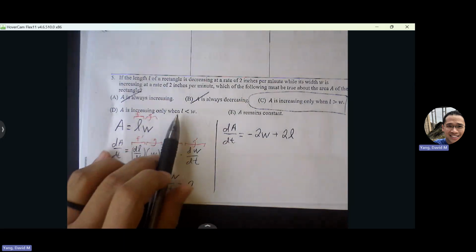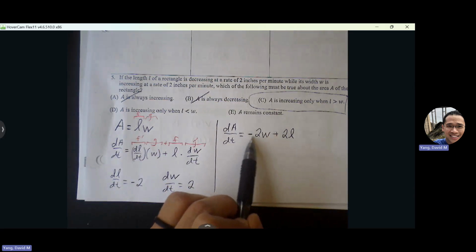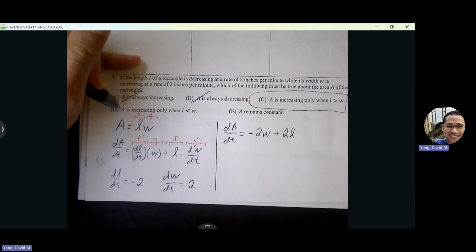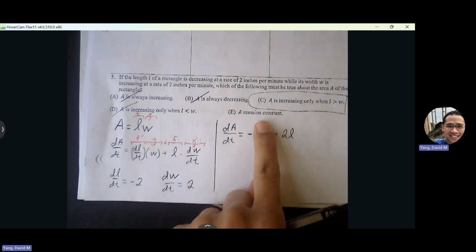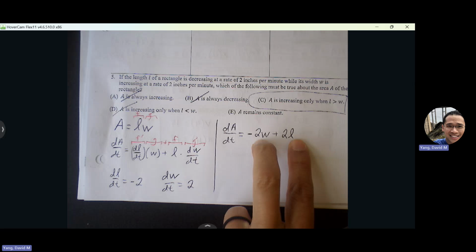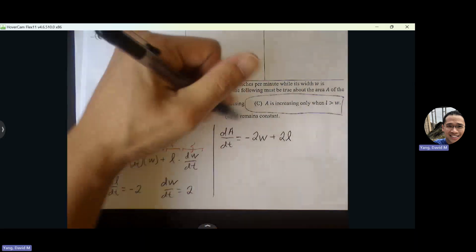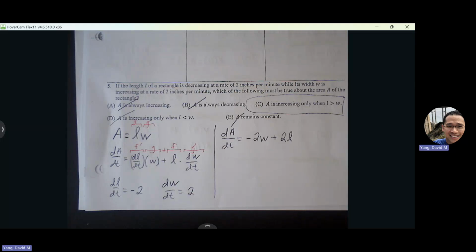A is increasing only when L is less than W. So when L is less than W, then all of a sudden this will become a greater negative than positive. So A will always be decreasing instead, which is not true for this statement. And then A remains constant. That means dA/dt is going to be 0, which is not true, right? dA/dt is only 0 if W and L are both 0. And that doesn't always have to be true, since W and L can be anything. So our answer choice is going to be C.